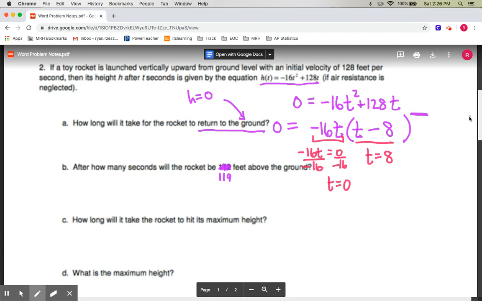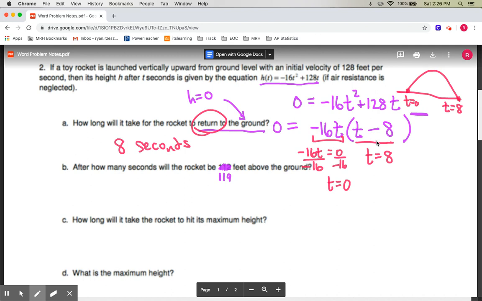Now, why would it make sense for there to be two answers to this problem? Well, the rocket starts out on the ground. So here's my rocket. It goes in the air, and it comes back down. So it starts at 0 seconds on the ground. It ends at 8 seconds on the ground. The problem said, when will it return to the ground? So it will take 8 seconds for that to occur. When you get your answers, there'll generally be two of them. You have to ask yourself, does one make sense? Does the other? And figure out what's going on. So that's the first problem.